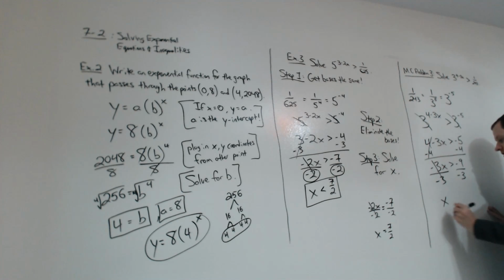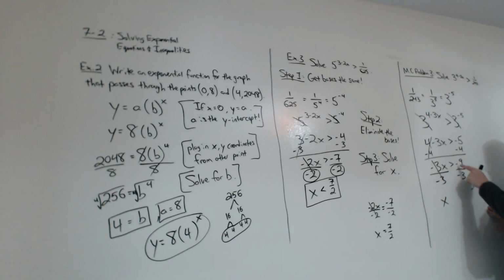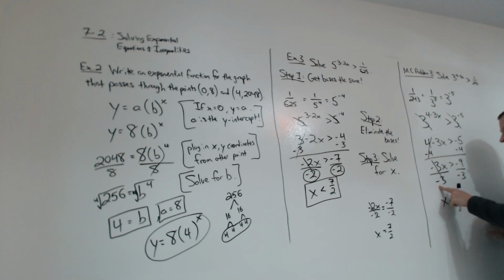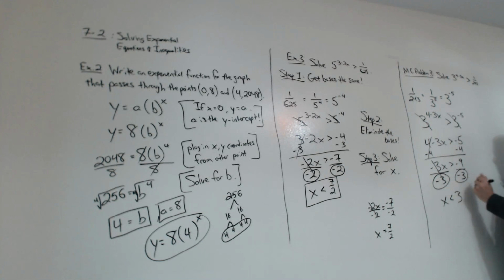These cancel out. This is x. Negative 9 over negative 3. Negatives cancel out. 9 over 3 is 3. And this sign, I really hope you write it this way. It does flip around, again, because this is a negative number you're dividing by. Negative. Flip sign. Okay. Only because this is a negative number, you're flipping the sign.